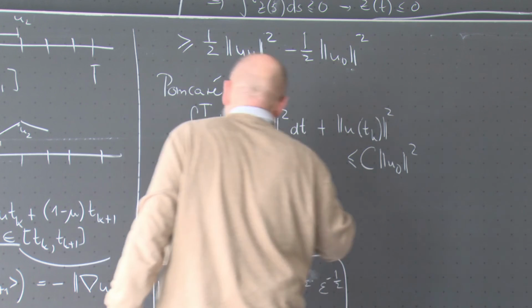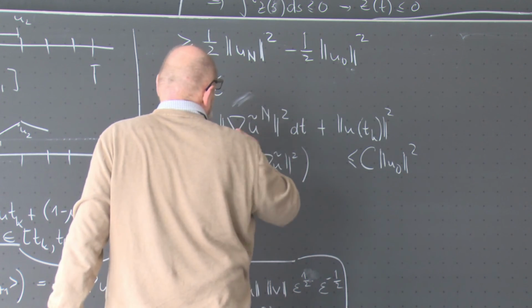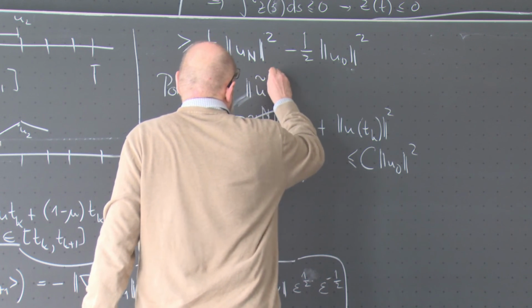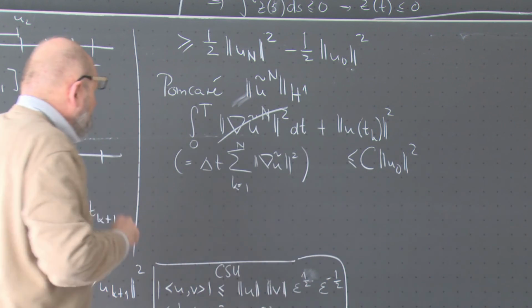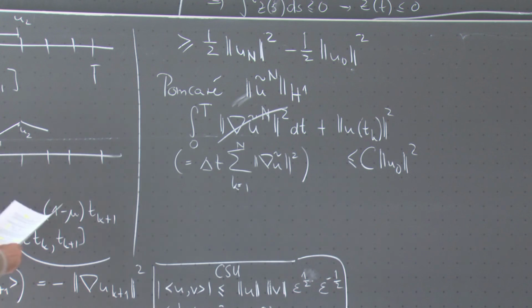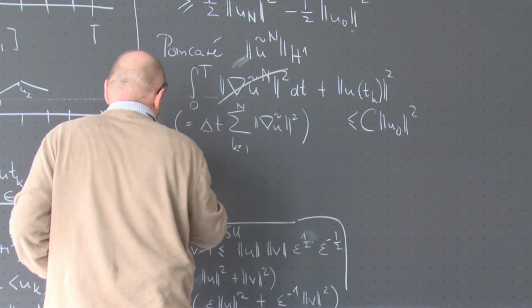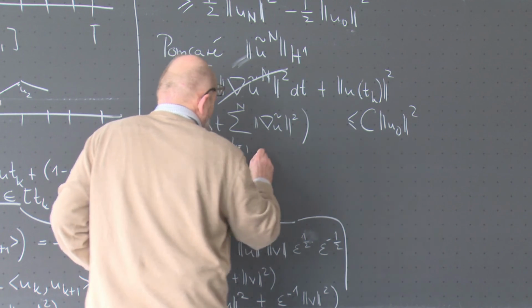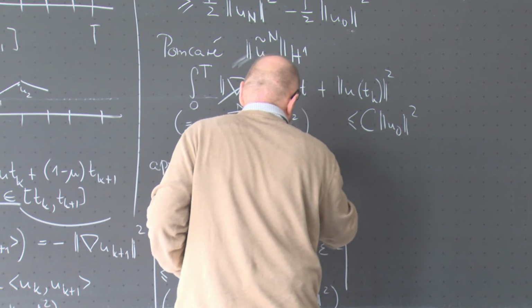And as I said, this is where Poincaré comes in. What I can substitute here, I don't have to have this thing, I just take the full H1 norm. So what I have here is an a priori bound for these piecewise constant approximations.